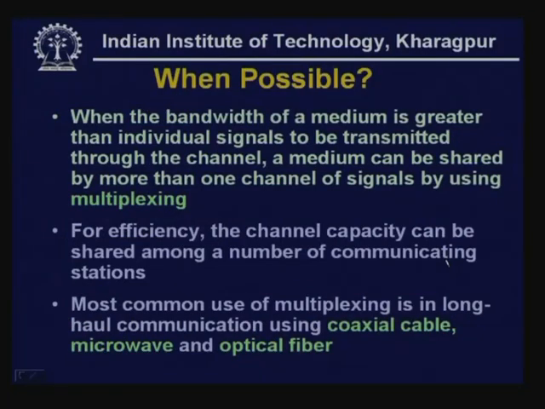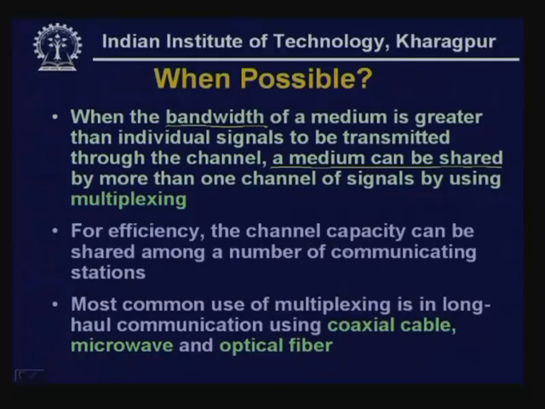Basically, it can be used when the bandwidth of a medium is greater than that of the individual signals to be transmitted through the channel. Since the bandwidth of the individual signals is small, the medium can be shared. This is the key idea, sharing by more than one channel of signals by using multiplexing. That means we are trying to share the bandwidth of a channel among a number of users. Just like in a city, the water comes through a bigger pipe, and that water gets distributed through narrower pipes to individual residences. It is somewhat like that, and for efficiency, the channel capacity can be shared among a number of communicating stations. This also increases the efficiency of the transmission media.